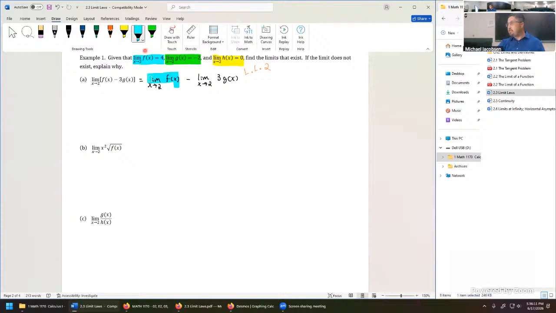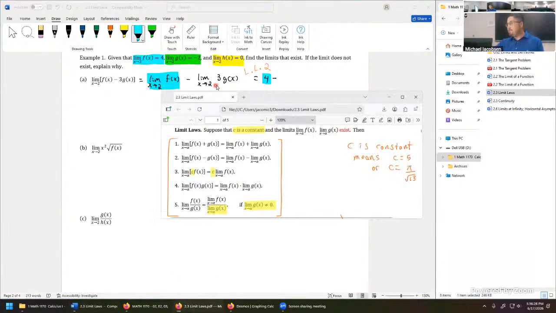And now we can make an evaluation on this one. We were given that the limit as x tends towards 2 of f of x is 4, so we can just make that substitution here right now. That value comes out as a 4 minus.